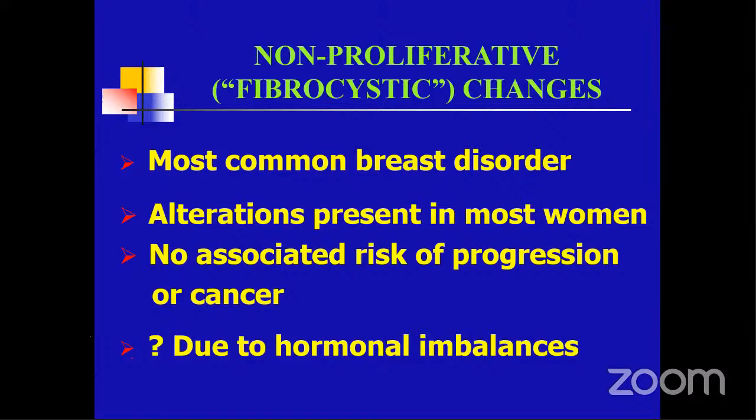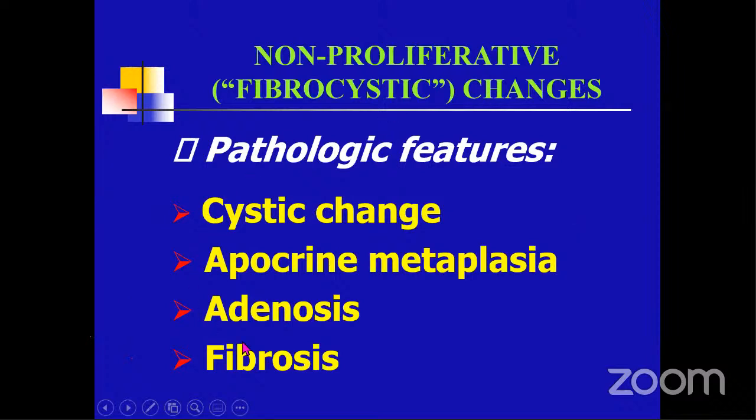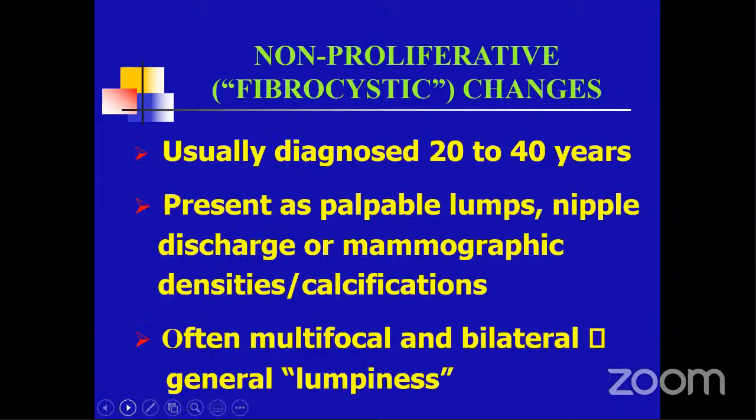Okay. When you are asked for the most common breast disorder, your answer must be fibrocystic changes. So this would be alterations that are present in most women and there's no risk of progression to cancer. Question mark if it's due to hormonal imbalance. Okay. These are the features of your fibrocystic change. Usually presents in 20 to 40-year-old women, present as lumps, nipple discharge, densities.